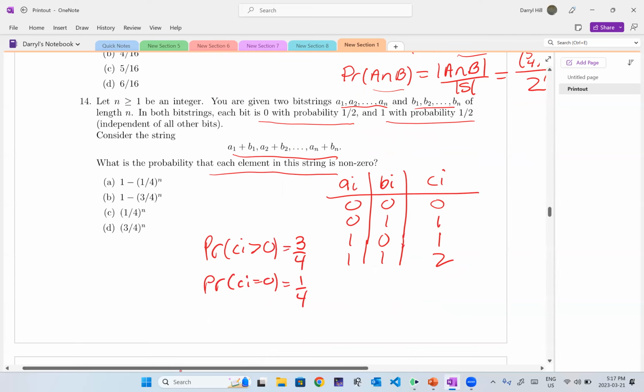Does D make sense? So this would imply the complement rule, but we don't need the complement rule. We can count directly. Every element is non-zero with probability 3/4, and there are n of these elements. So it's just the first one is non-zero and the second one is non-zero, and they're all independent. So it's 3/4 to the power n.